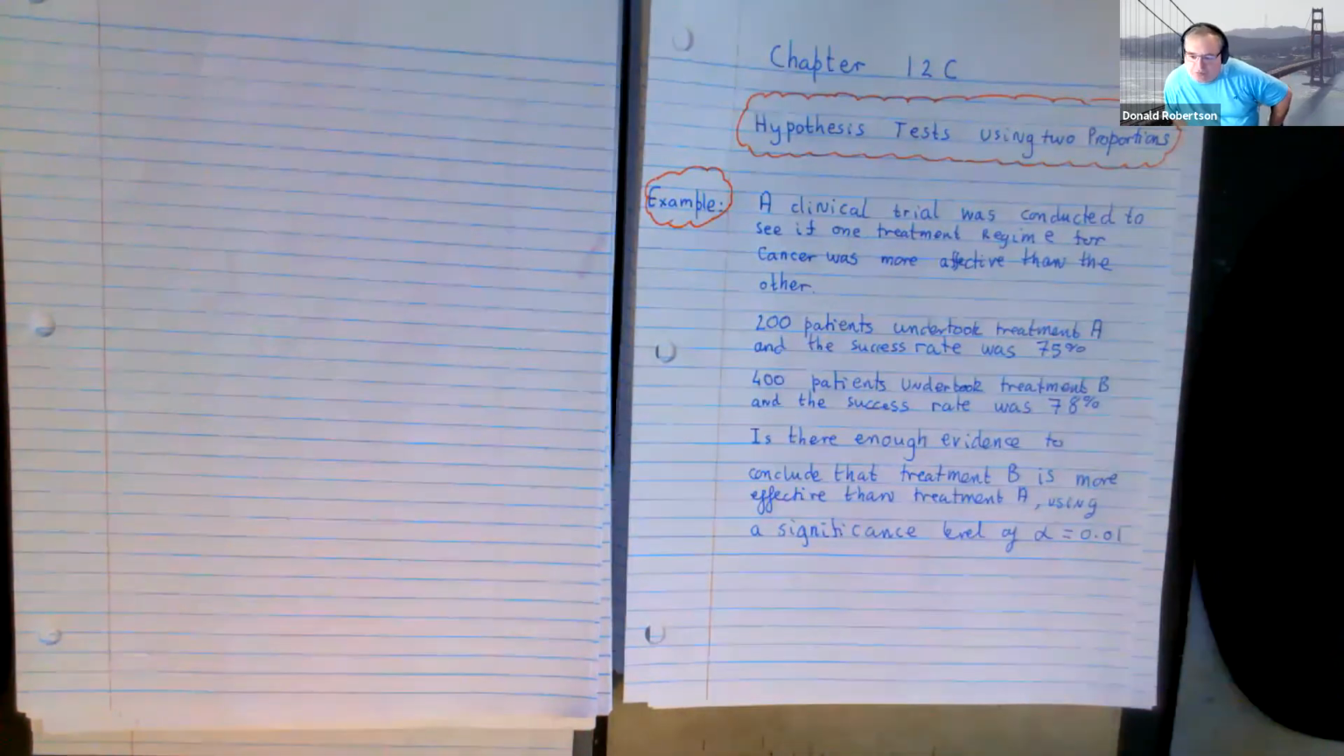How do you tell if one's better than the other? Well, you do a clinical trial, you do an experiment. In this one, 200 patients undertook treatment A. Success rate was 75% for the cancer treatment. 400 undertook the other treatment, we'll call it treatment B, and the success rate was 78%.